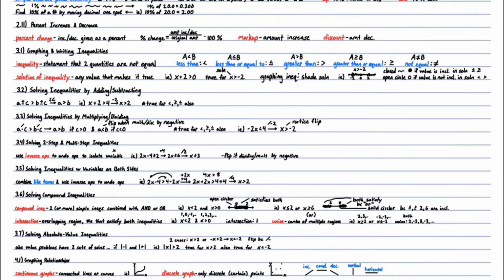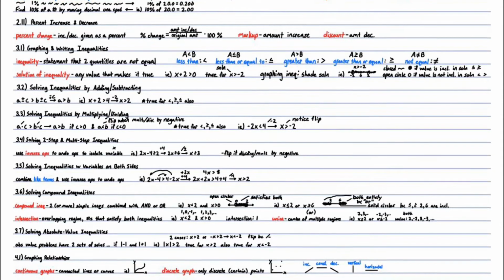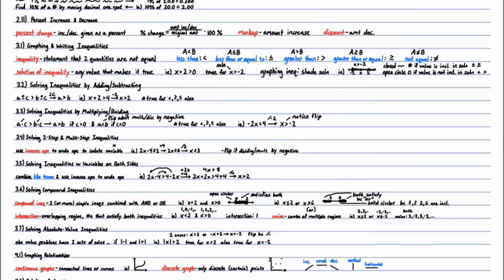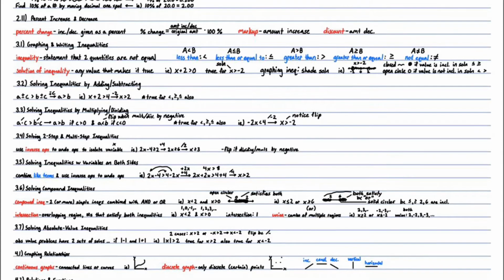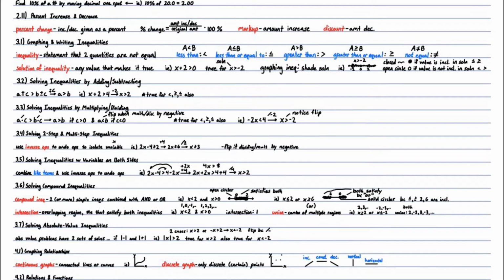A plus C is greater than B plus C is equivalent to A is greater than B. True for subtraction too, and true for less than or equal to or greater than or equal to also. Solving inequalities by multiplying and dividing. Both sides of an inequality can be multiplied or divided by a positive number C, resulting in an equivalent inequality. If C is negative, the sign of inequality must be flipped.